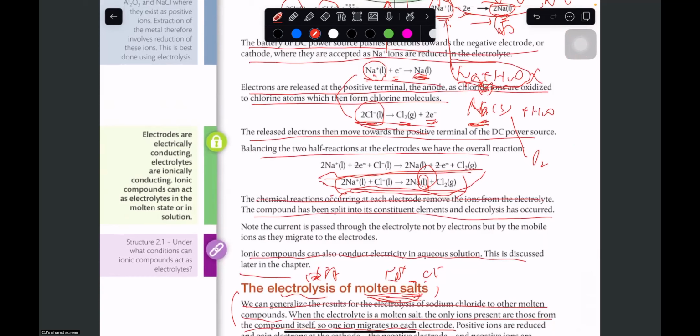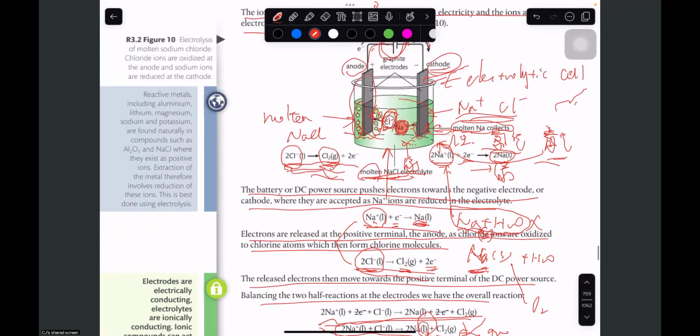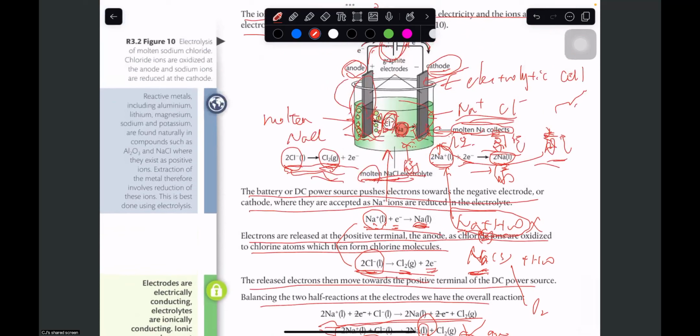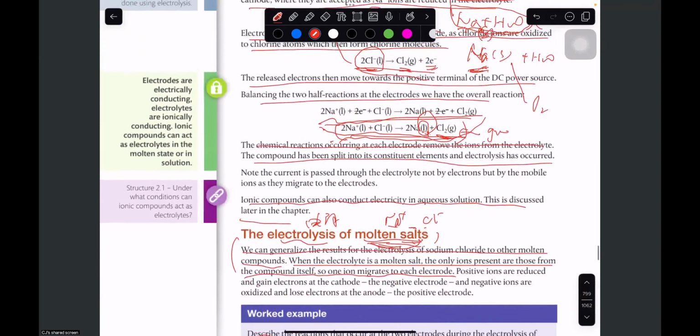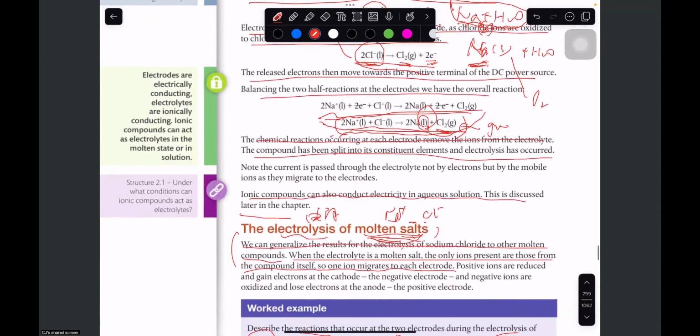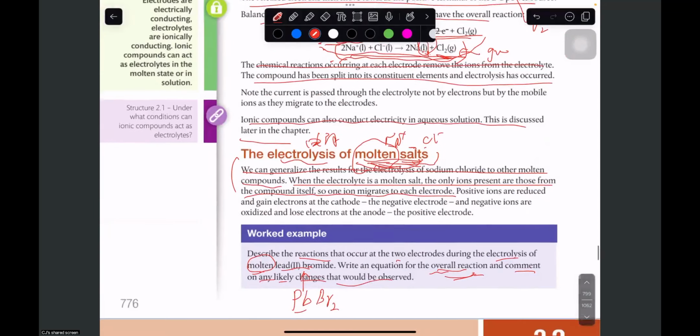So we know chlorine is a gas, and it's a green gas. So at the anode, we will get bubbles like this one, right? Green bubbles. So this is the first type of electrolytic cell, with the molten elements.